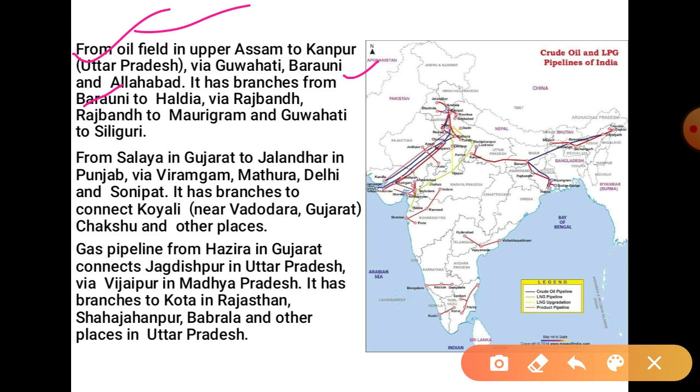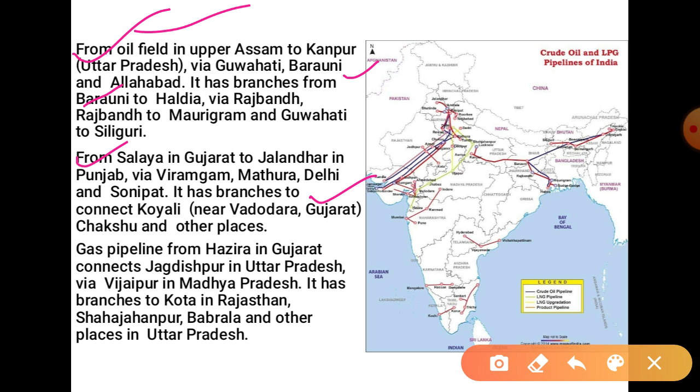Then the second pipeline is from Salaya in Gujarat to Jalandhar in Punjab, via Viramgam, Mathura, Delhi and Sonipat. It also has branches to Koyali near Vadodara, Gujarat, and Chaksu and other places.